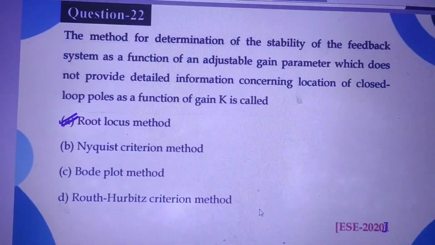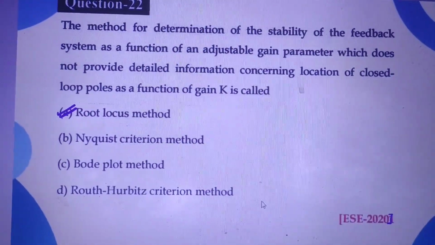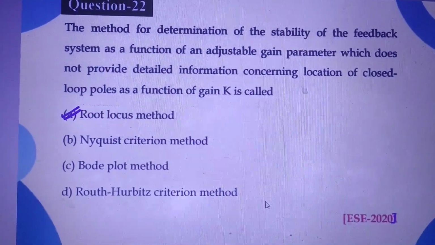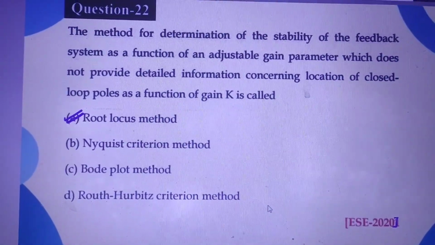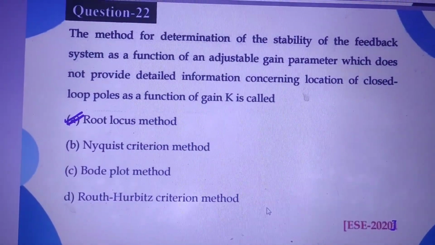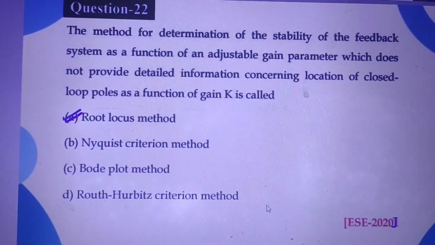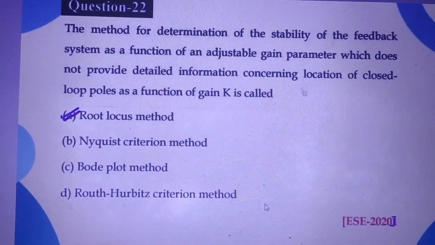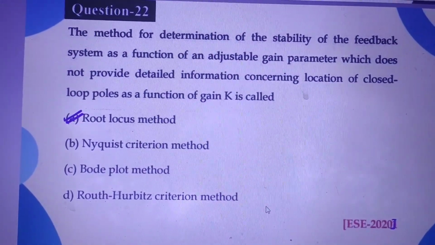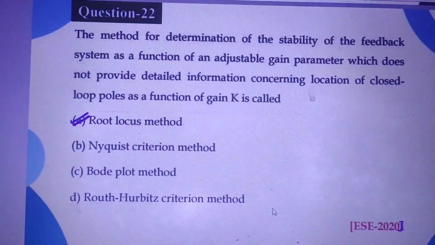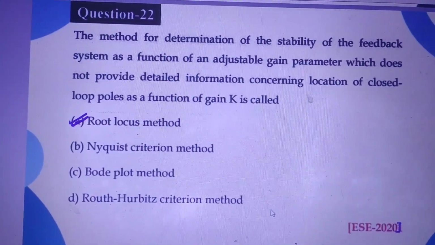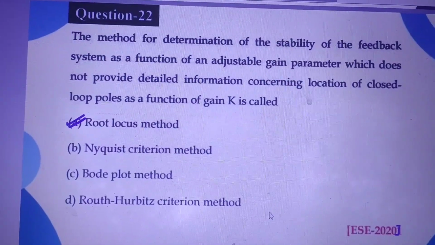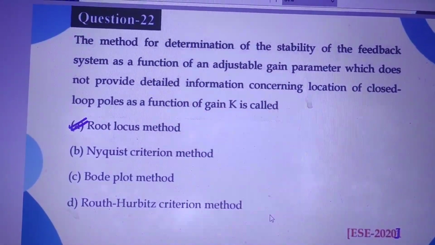It gives the information about the stability of a system, but it does not provide detailed information about where the poles are located. It does not give detailed information about the closed loop poles, but it gives information about the stability. So the root locus method is the method which gives the information about the stability of a feedback system.